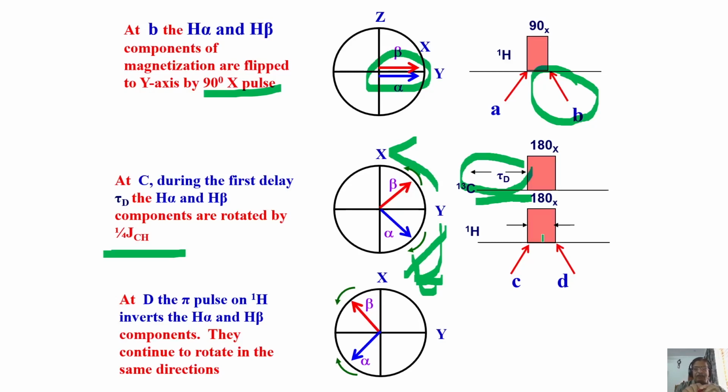And rotation on the x-axis like this is like turning a pancake. The vector which was here and here went here and here. It simply gets inverted. So now beta component is here, alpha is here. They continue to move in the same direction. That is what is happening as far as the proton vectors are concerned.